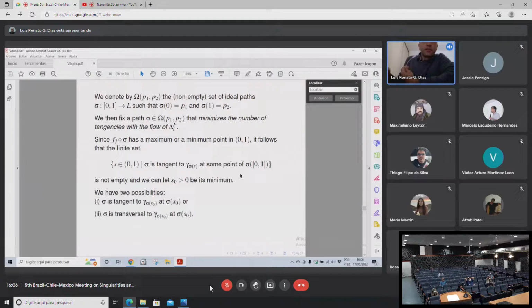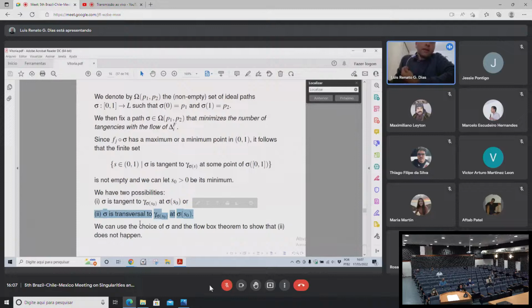Then you have two possibilities for this minimum. The path sigma is tangent to gamma sigma S0 at sigma S0, or sigma is transversal to gamma sigma S0 at sigma S0. So in the second condition, you can use the choice of sigma, which means you can use the property that sigma means the numbers of tangents with the flow of delta IF, and you use the flow box theorem to show that two does not happen. So this condition does not happen. Then you show that condition one implies a contradiction with the surjectivity of the linear operator delta IF.